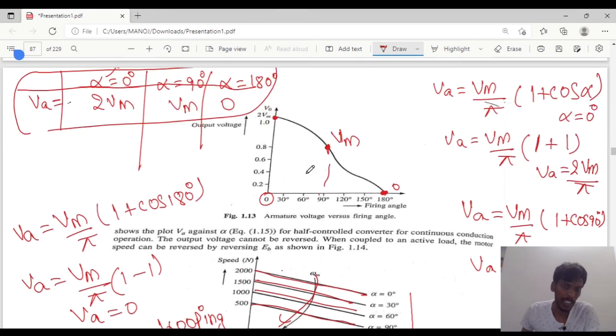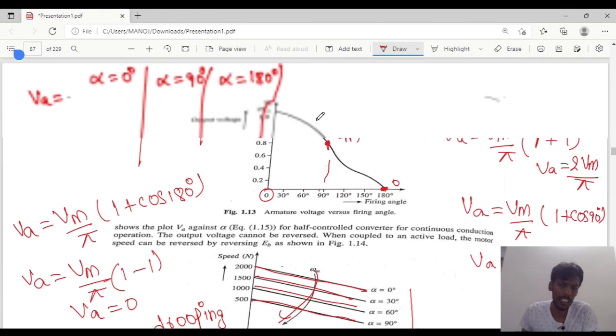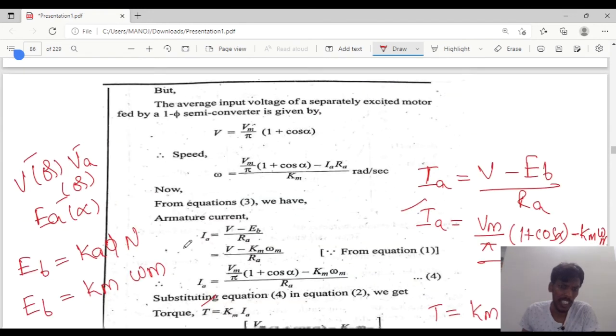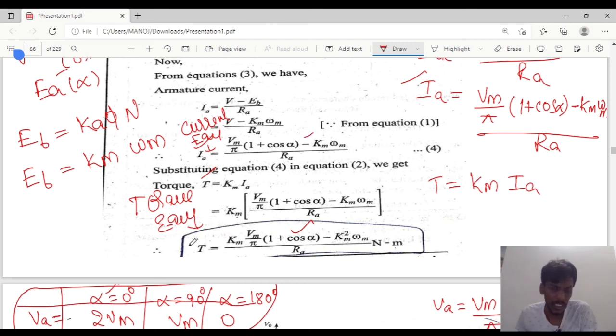So we have discussed the speed torque characteristics, the armature voltage versus firing angle, as well as the torque equation. In problems we will have this torque equation, and this is the current equation. The current equation will be Vm by pi (1 plus cos alpha) minus Km omega m by Ra. This is the current equation and the torque equation.